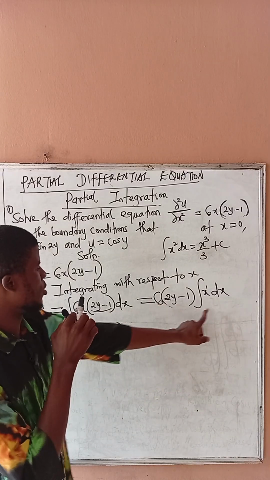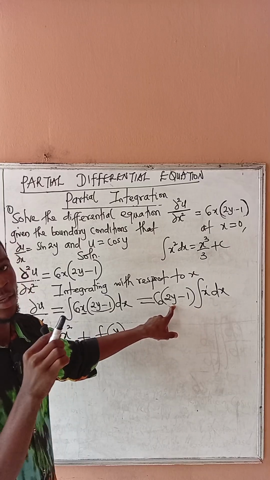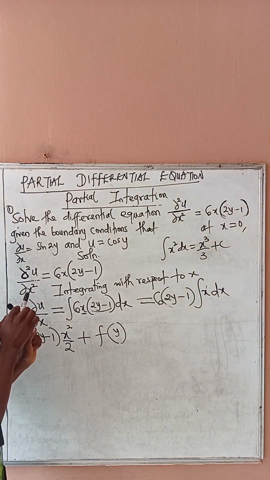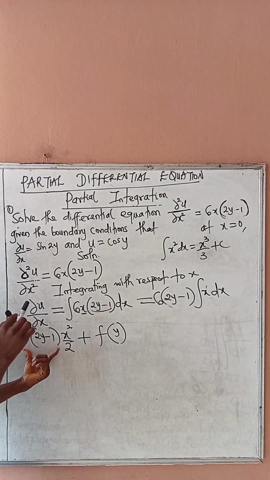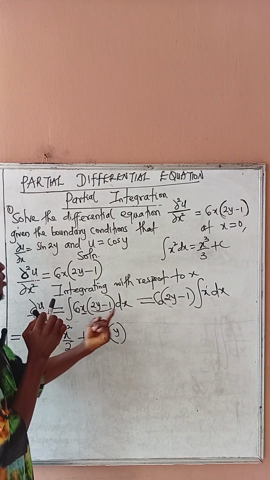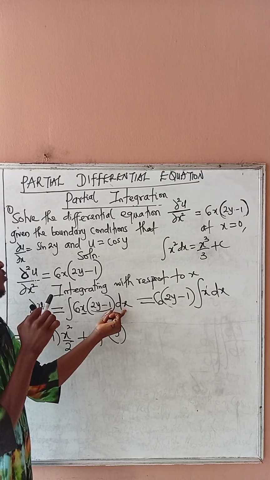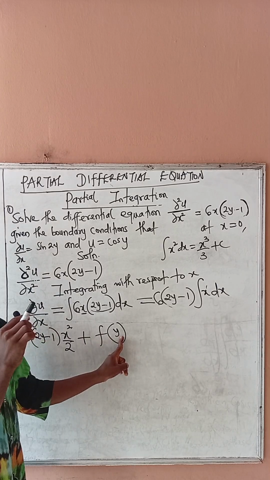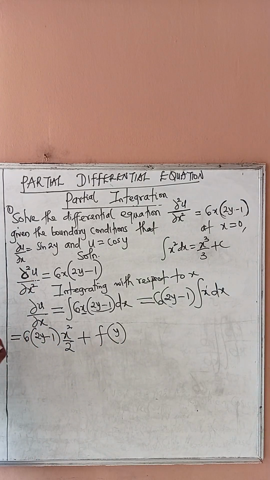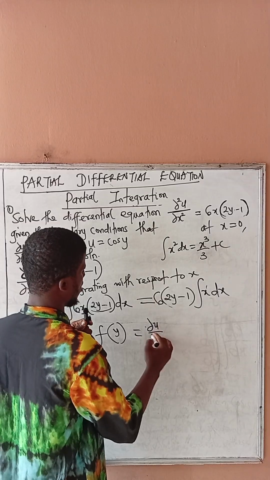I will perform this integration. The variable that was considered a constant in this case is y, so I will add a function of y to the integral I got. If, for example, we had integrated with respect to y, we would now consider x a constant, which means this would be f of x. You get it? So at this point, this is equal to partial u partial x.